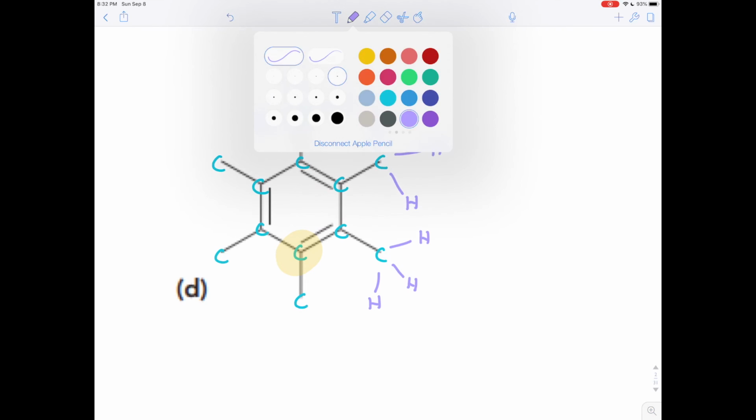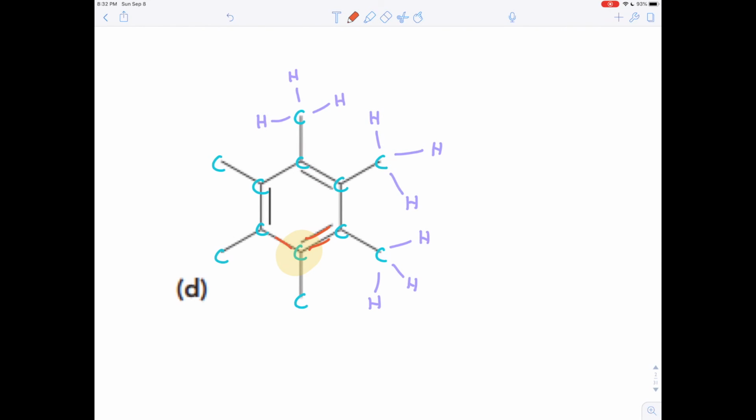This carbon here has 1, 2, 3, 4 bonds drawn explicitly around it, so it doesn't need any bonds to hydrogen to make 4 bonds around it. It doesn't have any bonds to hydrogen. This carbon at the bottom has 1 bond drawn explicitly around it. That means it needs 3 implied bonds to hydrogen in order to get a total of 4 bonds around it.